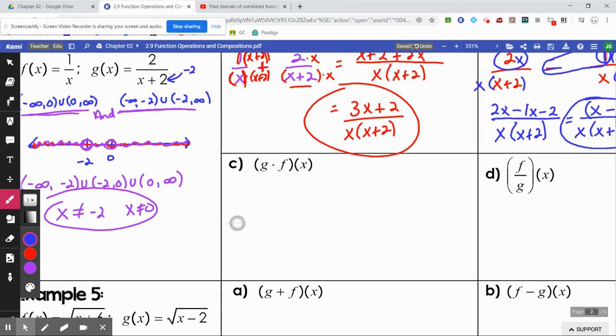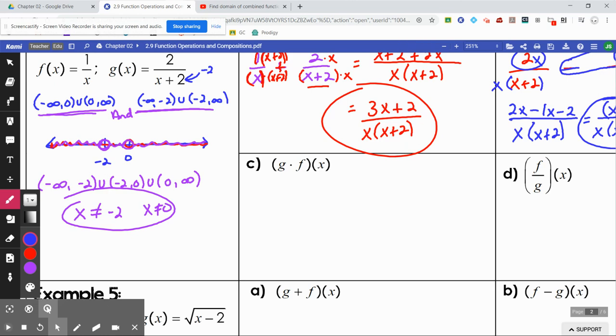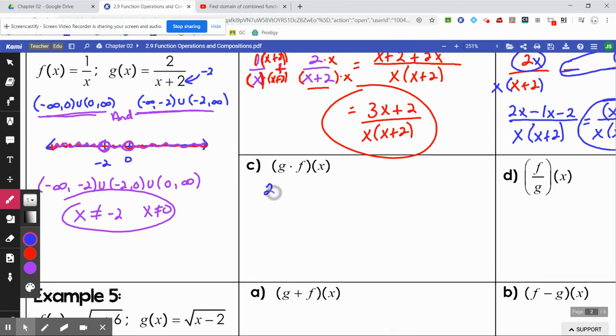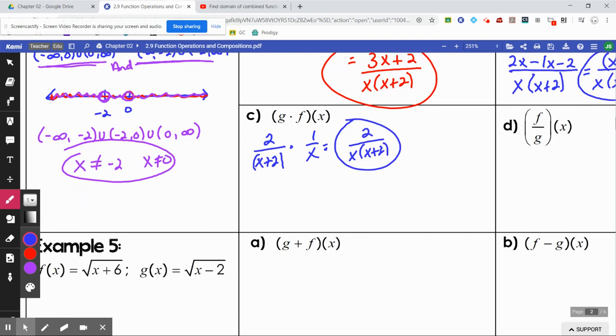C part. In C part I'm doing g, which we said was 2 over x plus 2, and you can put that bottom in parentheses, times f, which is 1 over x. To multiply two fractions, you multiply tops and bottoms. That'd be 2 over x times x plus 2. You could distribute the bottom if you'd like, but you don't have to.